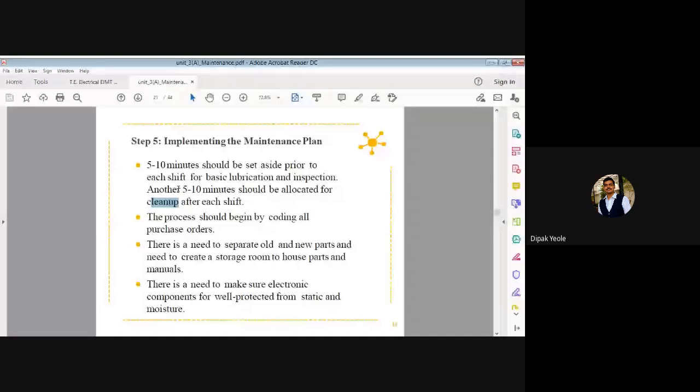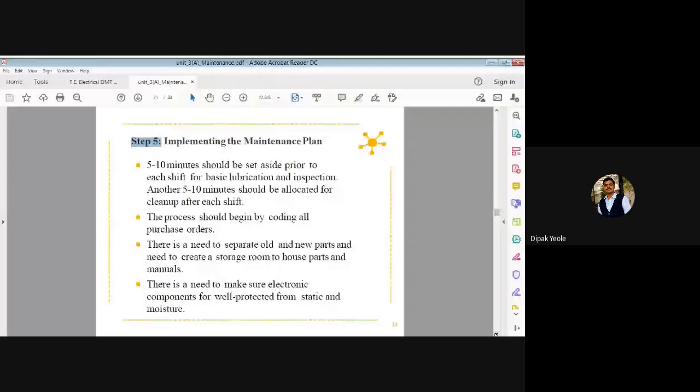The process should begin by coding all the purchase orders. There is a need to separate old and new parts and need to create a storage room to house parts and manuals. There is a need to make sure electronic components are well protected from static and moisture. And this is called step number 5. So these are the 5 steps for doing the preventive maintenance.